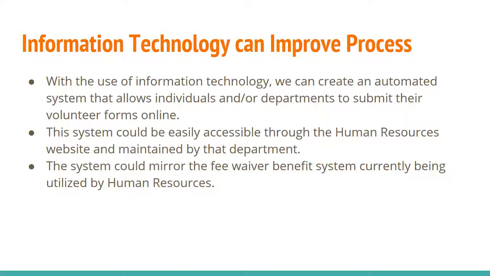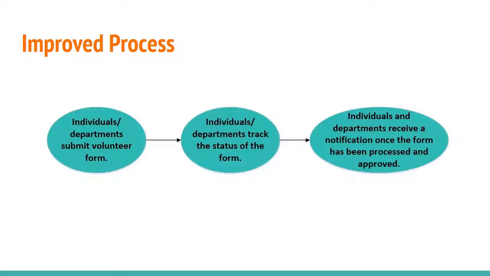Information technology can improve the process. With the use of information technology, we can create an automated system that allows individuals and departments to submit their volunteer forms online. The system would be easily accessible through the Human Resources website and maintained by that department. The system could mirror the current fee waiver system that we are using in Human Resources. The improved process would be simple.